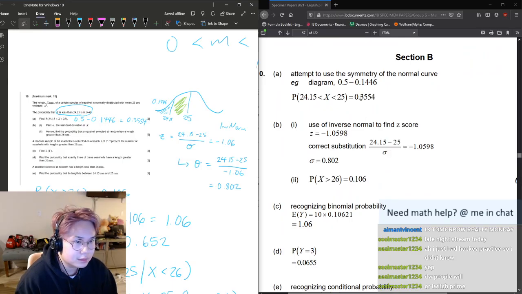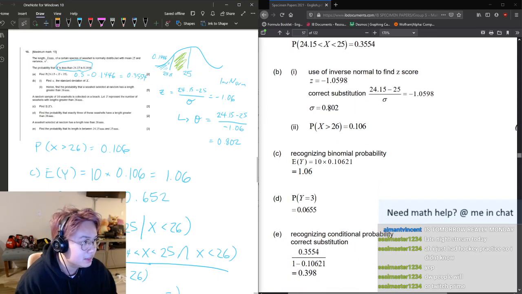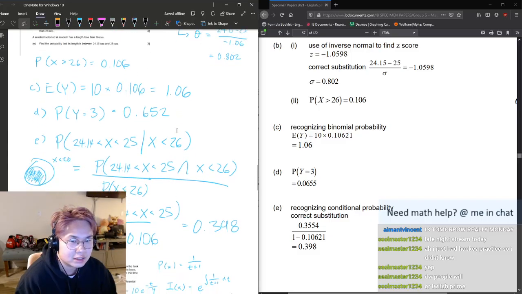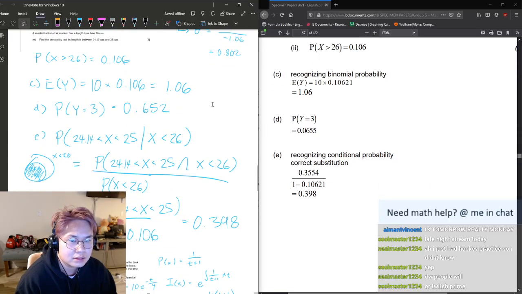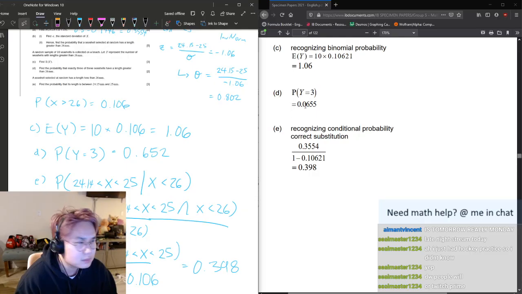Okay, let's see. Moving on. 3554, 3554, 802, 802, 1.06, 1.06. My probability is off. I probably just put in the calculator wrong.